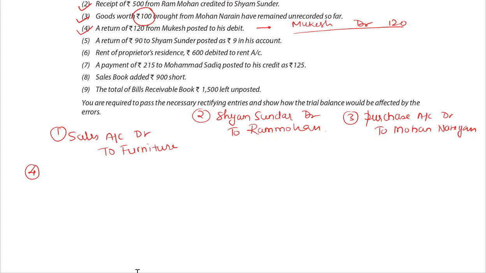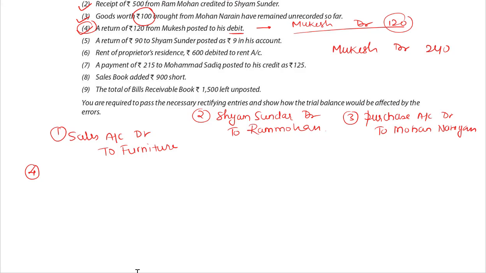What we will do now, this is a wrong entry. So we need to credit it. So we will credit Mukesh by 120 plus this older 120, that is 240. Journal entry can't be passed in this case. Fourth case, journal entry can't be passed because this is a one-sided error. Only the debit side has an error, credit is fine. So we will rectify it in this manner.